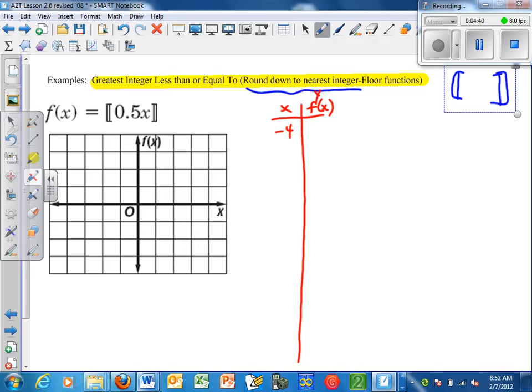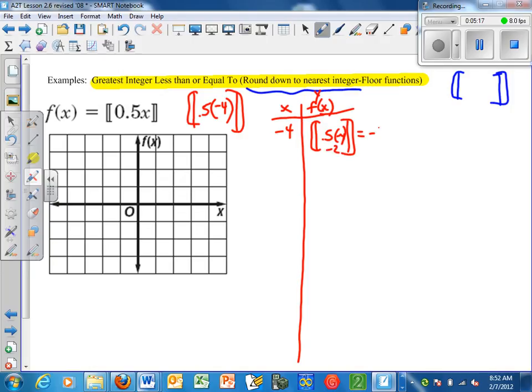So if I plug -4 in, I have 0.5 multiplied by -4 inside of here. I'm sorry, the 0.5 is in there as well. So inside the greatest integer symbol is 0.5 times negative 4. 0.5 times negative 4 is negative 2. So I get a negative 2 inside there, and then it says round to the nearest integer. Well, negative 2 is an integer, so that gives me negative 2.